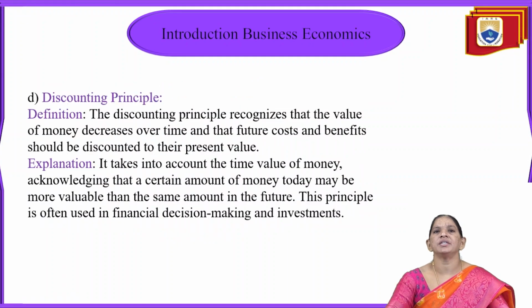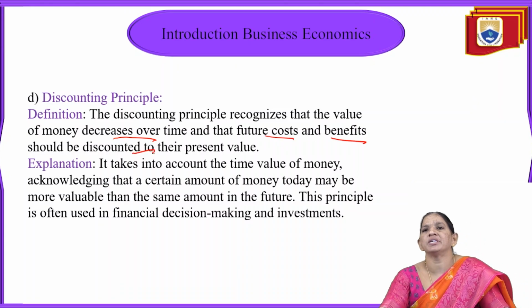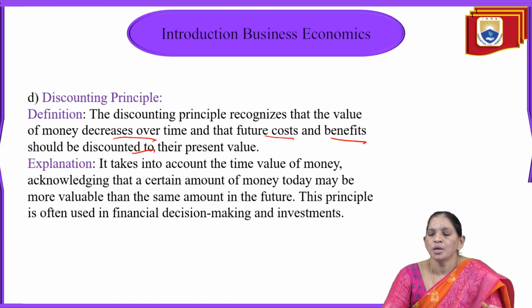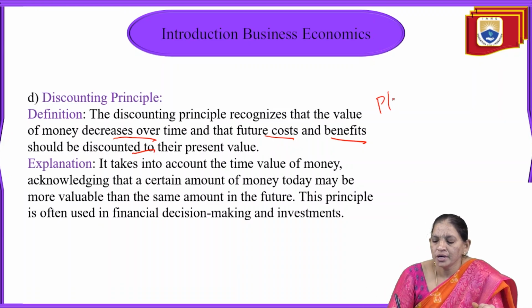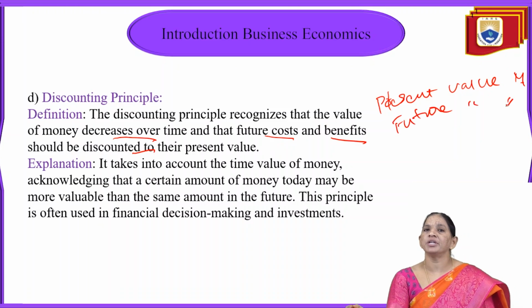Next principle is the discounting principle. The discounting principle recognizes the time preference or the value of money, where it decreases over time. Future cost and benefit should be discounted to a present value. It means the present value of money and the future value of money are to be identified in the discounting principle.